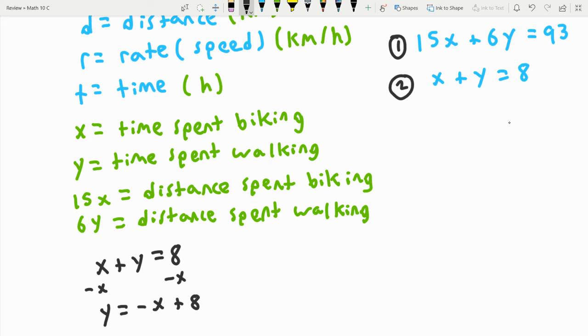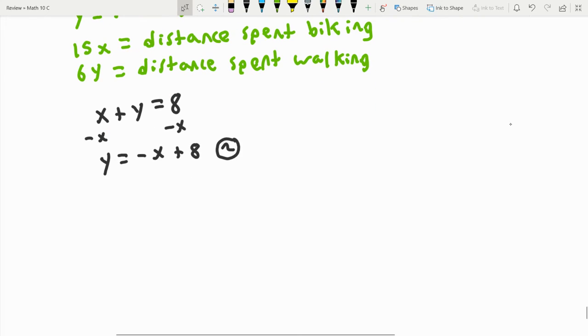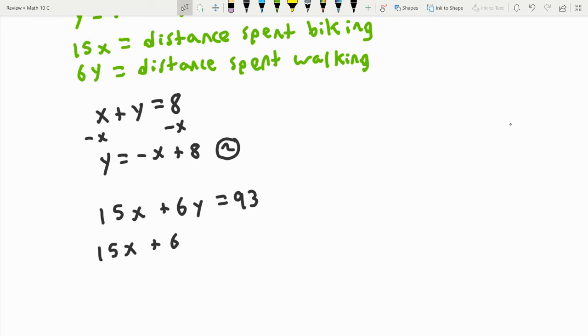Now I'm going to plug that equation into equation 1. So if I do that, equation 1 is 15x plus 6y equals 93. Let's plug equation 2 into that. So I would have 15x plus 6 times (negative x plus 8) equal to 93.